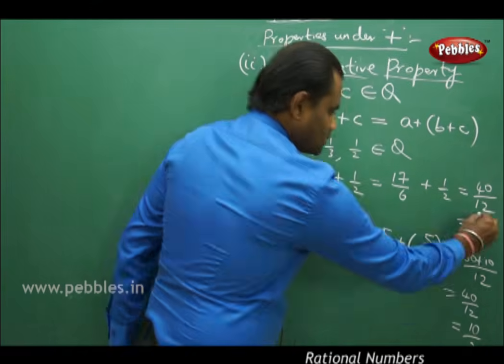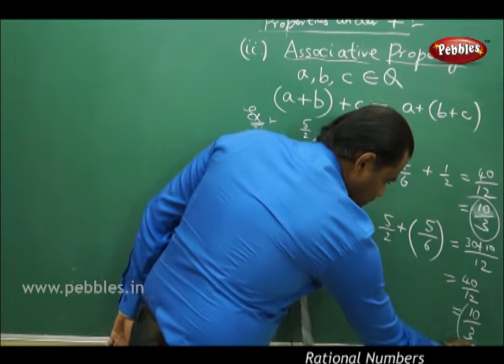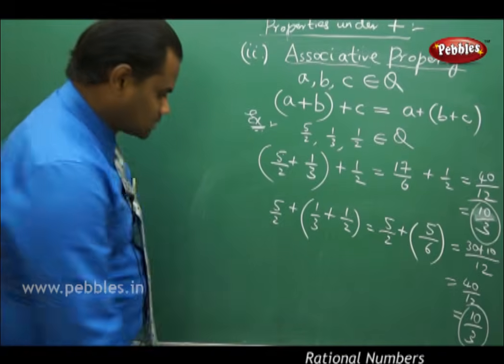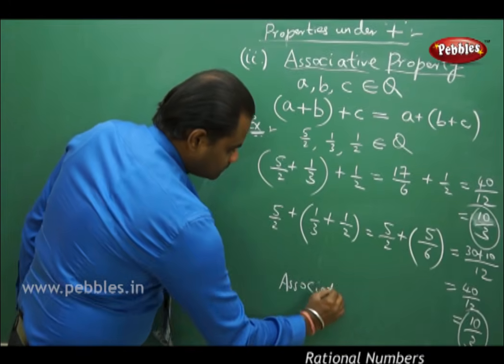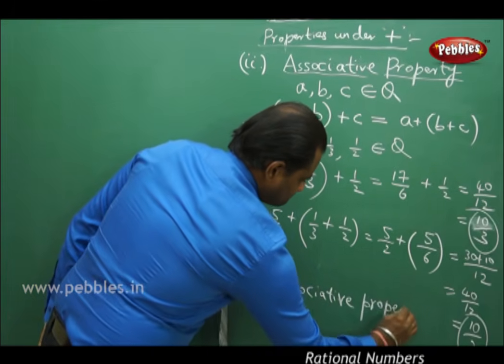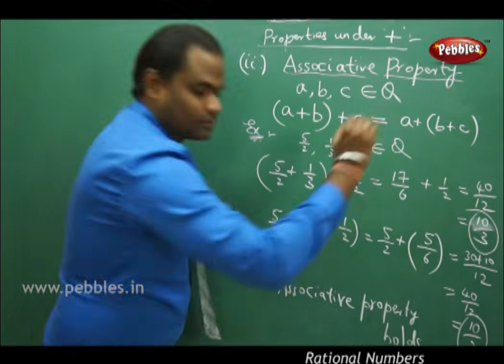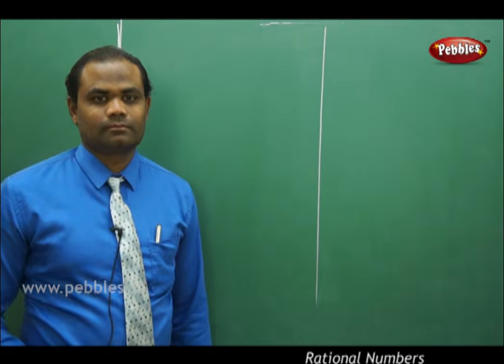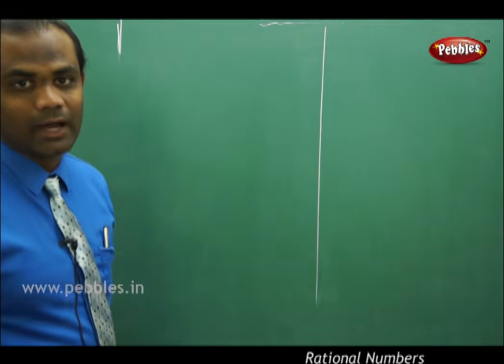Now I see that the left hand side, which I got as 10 by 3, also gives me 10 by 3 on the right hand side, thus proving associative property holds. Associative property holds in this case. And the third property is the existence of identity.